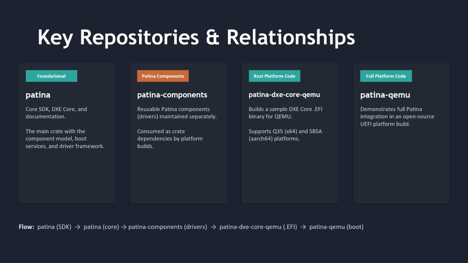The flow at the bottom is showing, at a very high level, how these connect together. The SDK is used in a lot of different places, whether it's in different core crates, in components, or even in the platform build crate. So you might use this in Patina DXE Core QEMU to implement Rust code specific to Q35, for example. Then that gets used in all those different places. The core dispatches components, aka drivers, and that ends up being integrated into an EFI binary, in this case for Patina DXE Core QEMU.